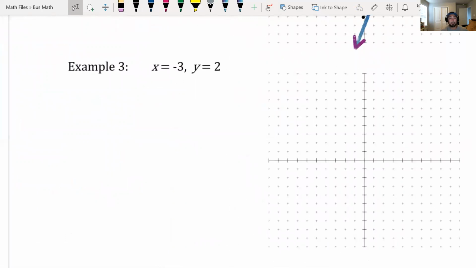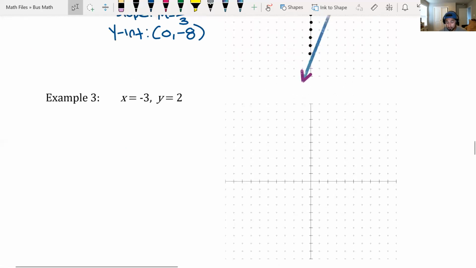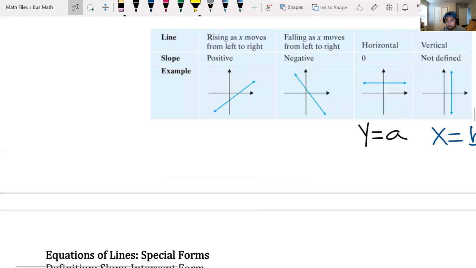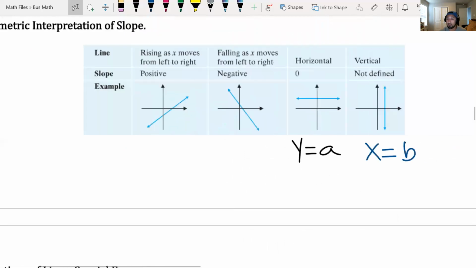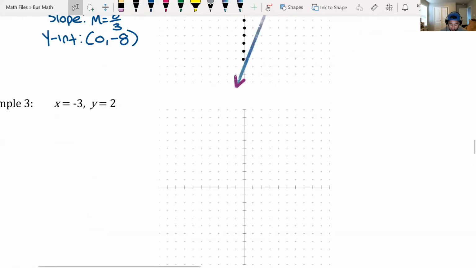Next is example 3. Graph x equals -3 and y equals 2. Well, we saw an example of this earlier. I'm going to scroll up a bit. If x equals a number, it's a vertical line. If y equals just a number, it's a horizontal line. Check it out. It's what I wrote right there. Y equals some number a, it's a horizontal line. X equals some number b, it's a vertical line. And that's exactly what we have there.